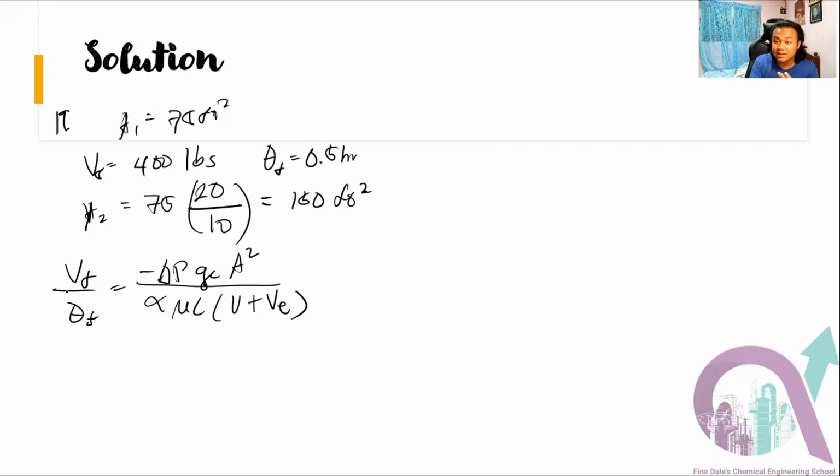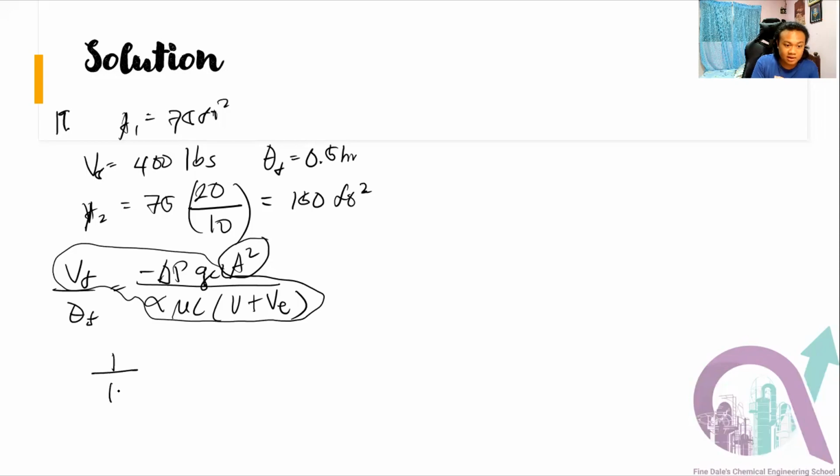What we are concerned with here is the area, right? So we have to find the relationship without it, because this part is constant. So we have to find the relation of the time and the area. So the area squared is inversely proportional to the time. That's the first relationship.